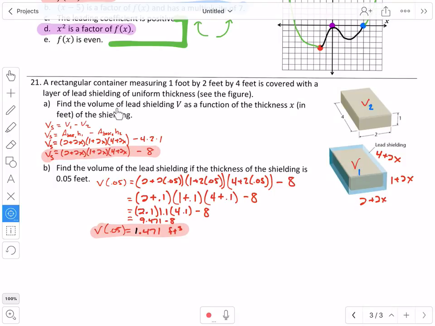A says find the volume of the lead shielding as a function of the thickness x in feet of the shielding. So if we add the same length on the left and right of this, let's say we're adding x to both sides because it says x is the thickness, that means this dimension is going to be 2 plus 2x. If its height is 1, and I add x to the top and the bottom, its height is now going to be 1 plus 2x.